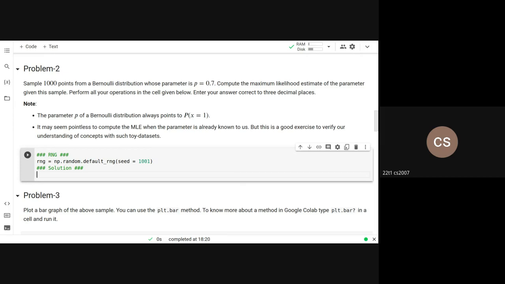Now, can someone tell me how to generate 1,000 points from a Bernoulli distribution with this probability? We have to use the choice function with 0, 1, size equals 1000, and probabilities 0.3, 0.7 for p. So this is going to be the data set. Let's run this.